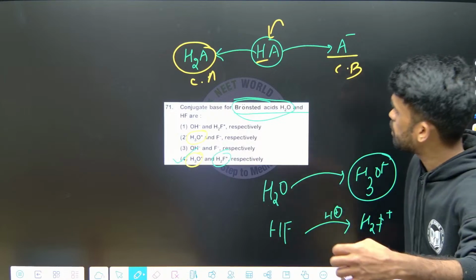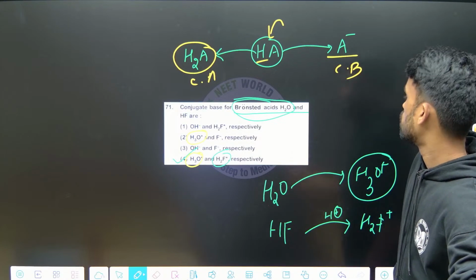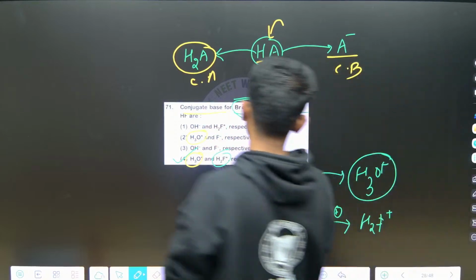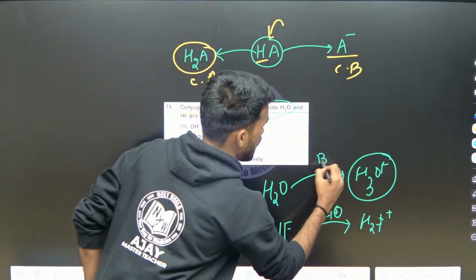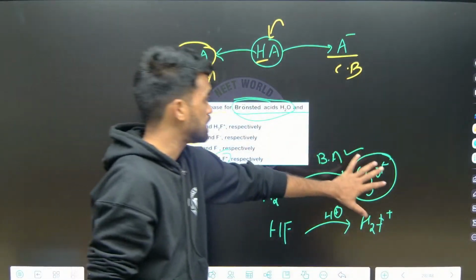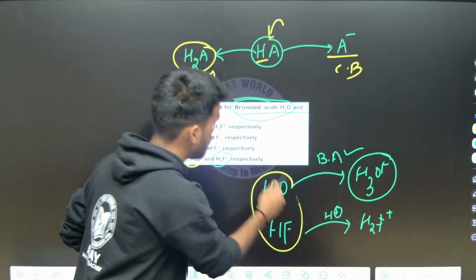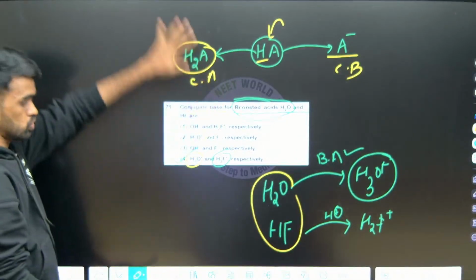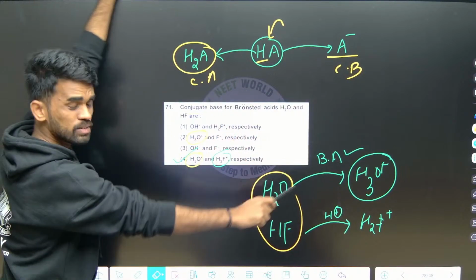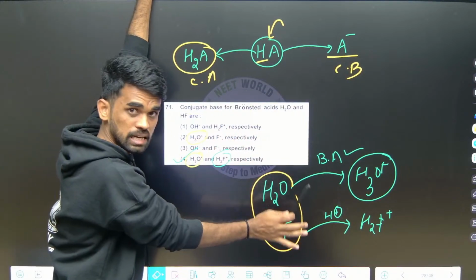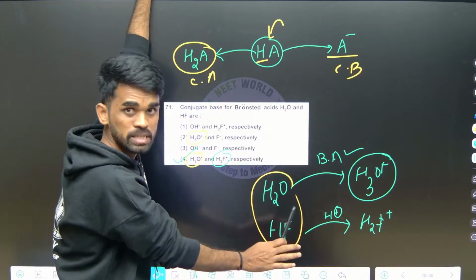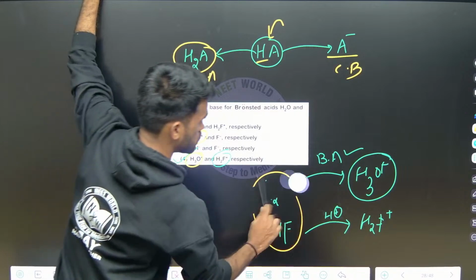If they ask for conjugate base, these are Bronsted acids, which are conjugate acids of these molecules. What they are asking, I haven't seen the question properly. Now let us read the question. Whatever concept I explained is correct, but not exactly for this question. The concept is correct. I will explain this question now.